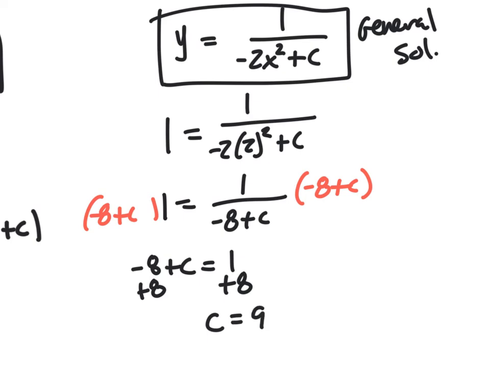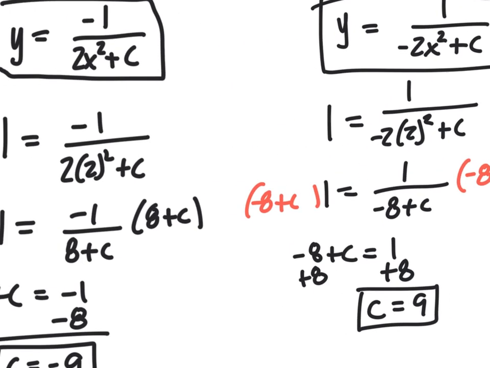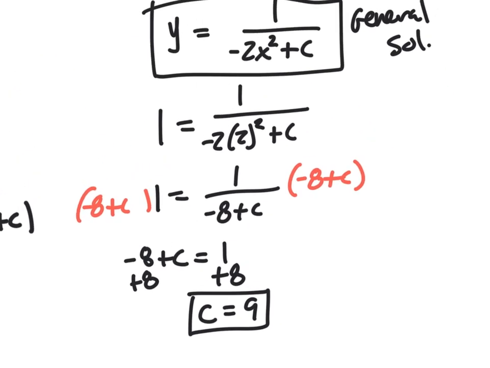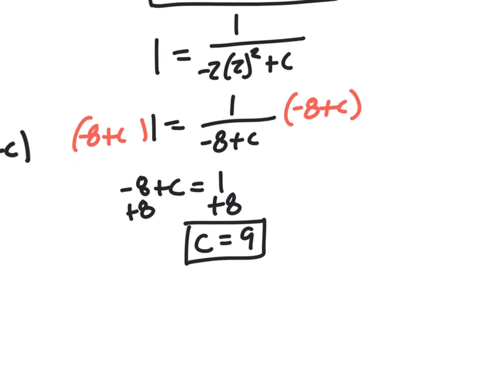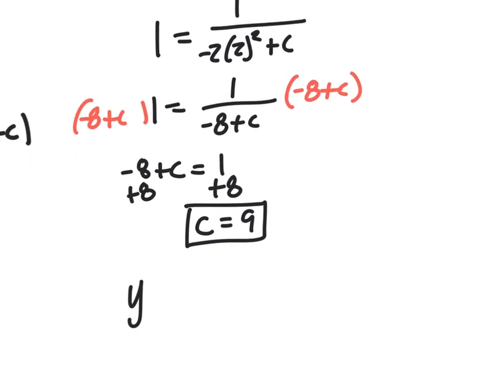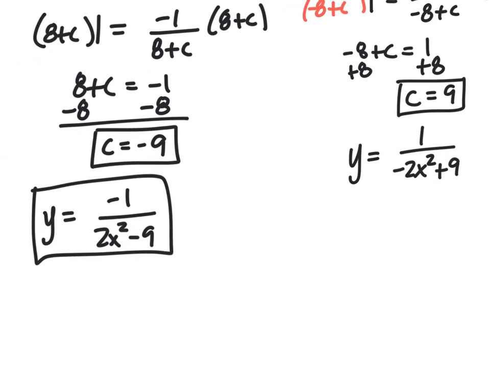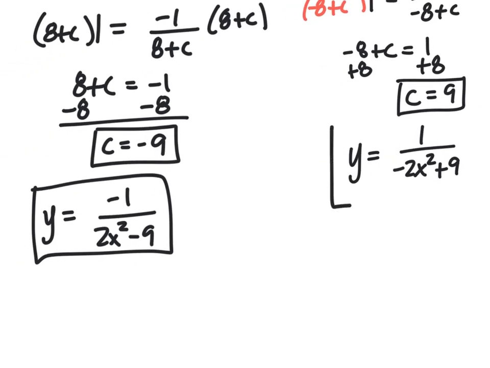Now that's different than what we had, okay? And I think a lot of you are sitting there going, well, hey, wait a minute, what happens if I get this and get this? Well, let's plug this back into the general solution and see what happens. So if I plug this in and I say, okay, y is equal to 1 over negative 2x squared plus 9, all right, how are these two equations similar to each other? And the thing is that these are the same thing.